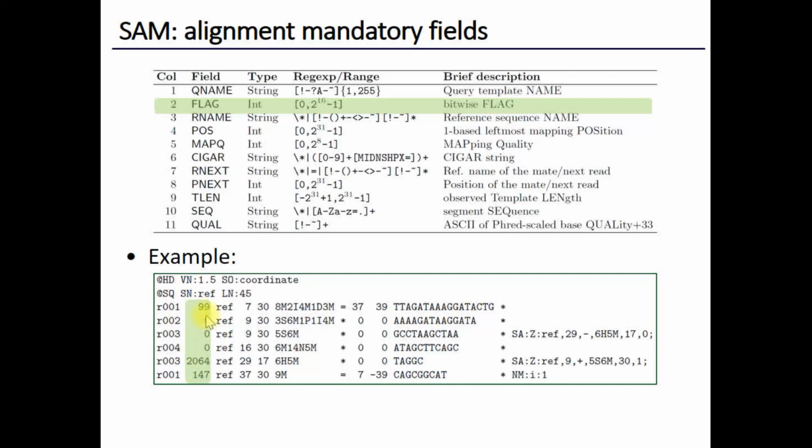This flag number tries to cram as much information as possible into one number. So there is information such as whether this read is the first read or second read, whether it's a positive strand or negative strand, whether it's a primary alignment, supplementary alignment, or secondary alignment. And there are some programs where you can just type in the number, and then it will give you the information.